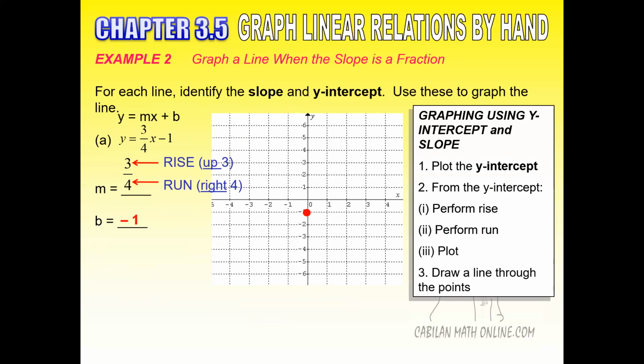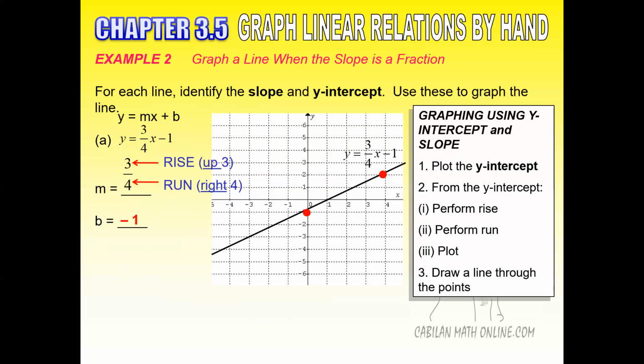Okay, so again, notice we're just using the slope as is. So from the y-intercept, we're going to go up 3 and then right 4 and then plot the point. Okay, and again, we're going to just connect those 2 points with a straight line, and don't forget to label. Okay, so remember that when you're looking at the slope, since we have a positive slope here, it makes sense that this line is going up to the right.